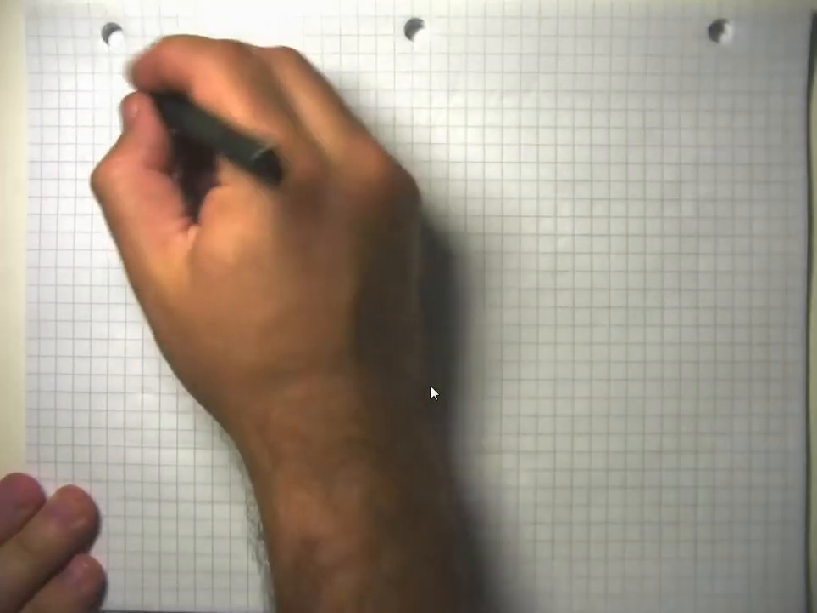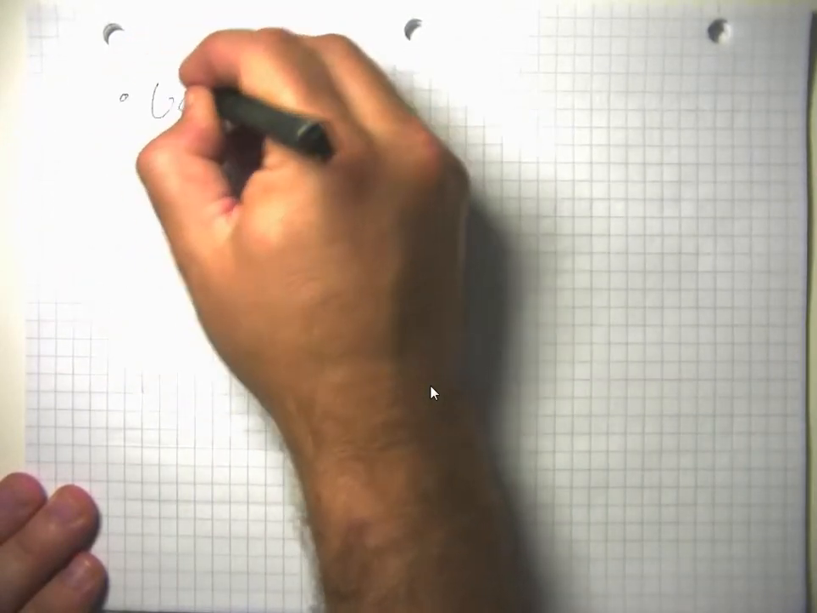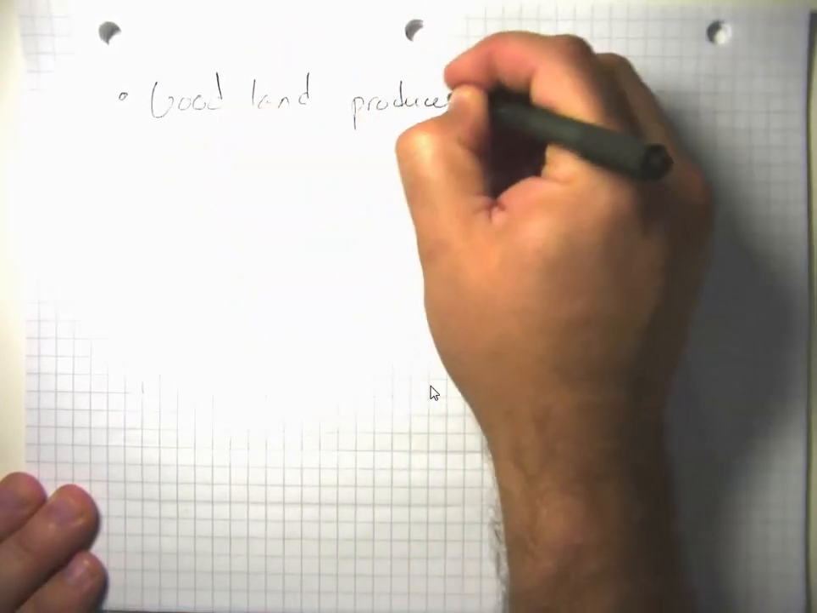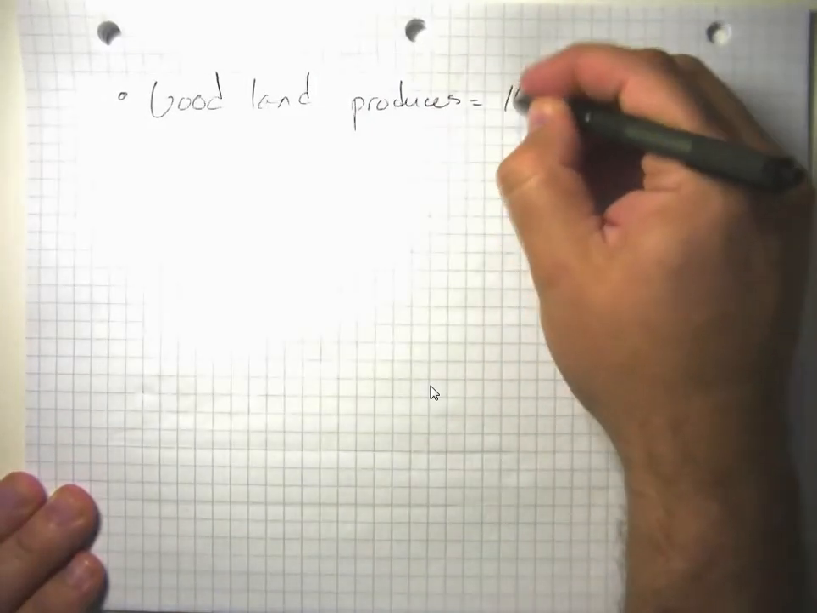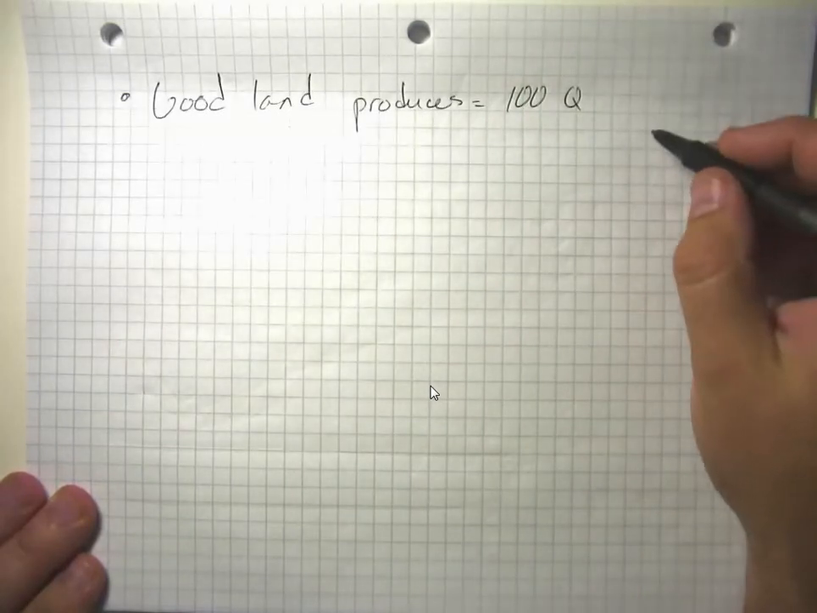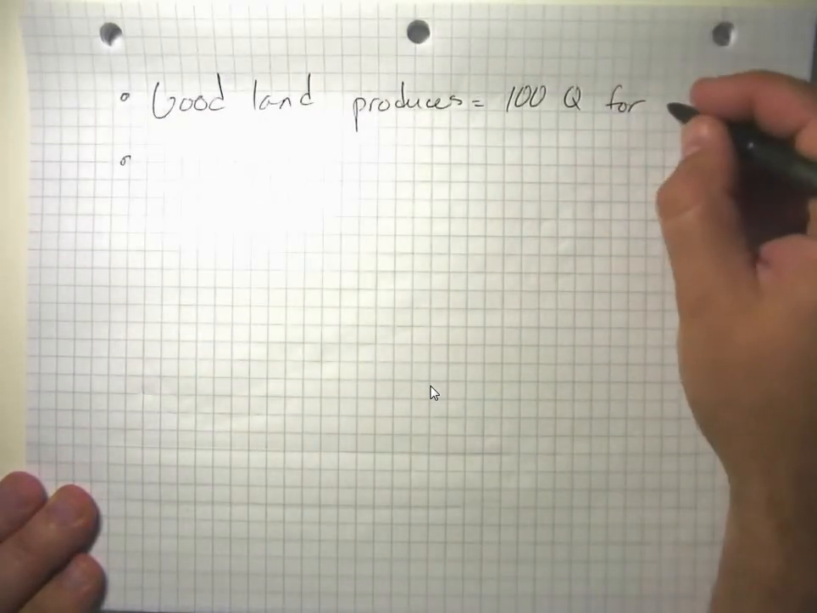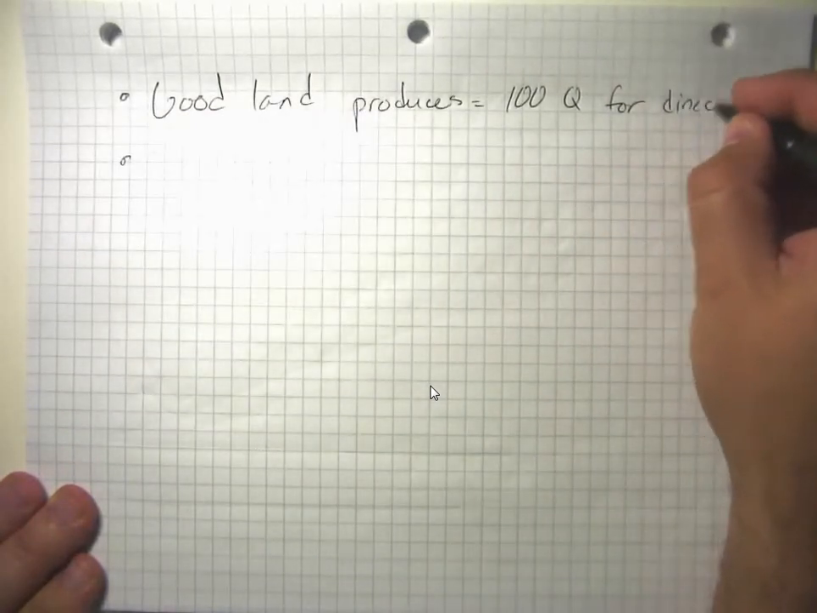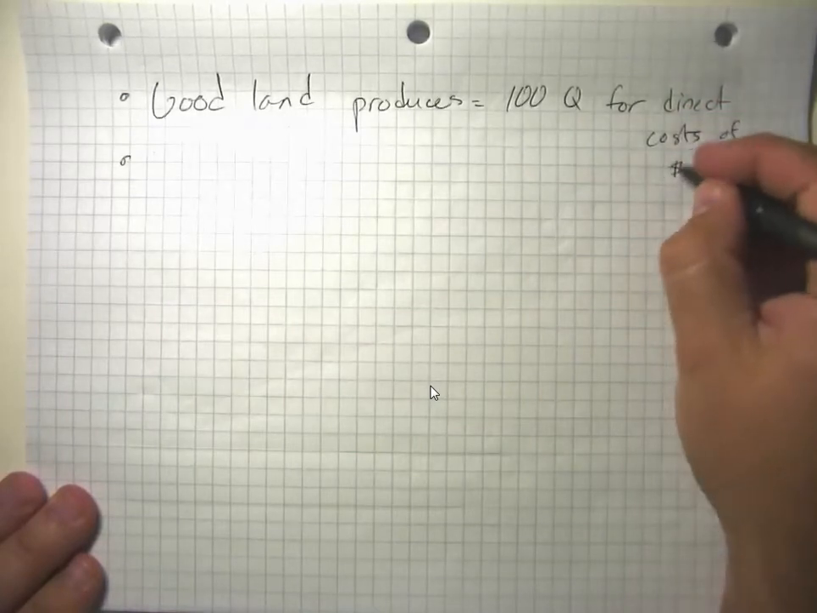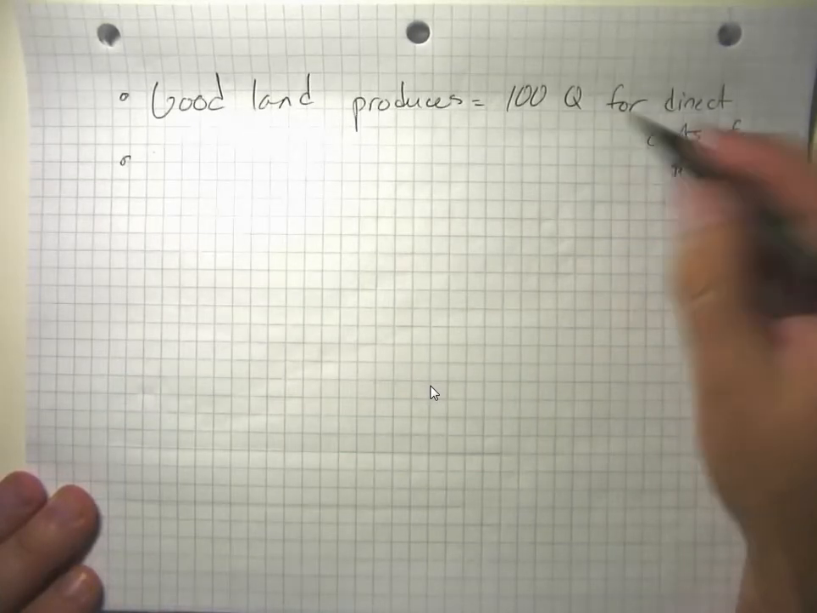So let's go ahead and think about a real simple example where we have good land which produces, say, 100 units of Q, and we're not going to worry about firms adjusting their level of production. And we have direct costs of $100. So sort of the seed and the labor and so on, it costs $100.